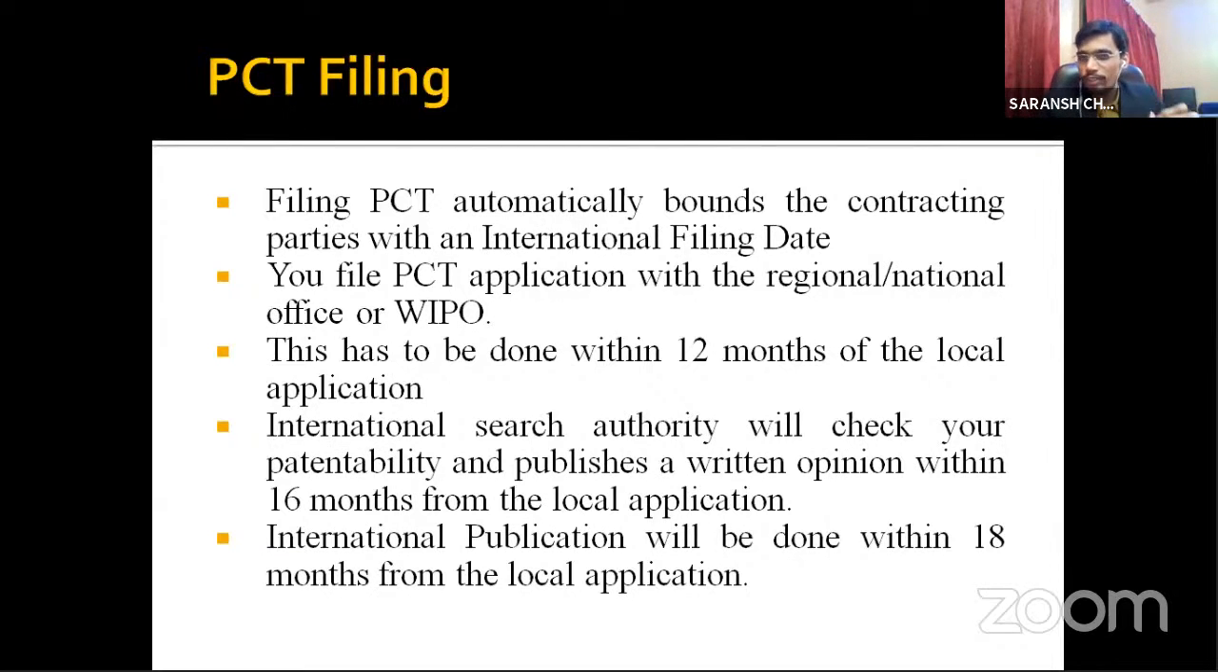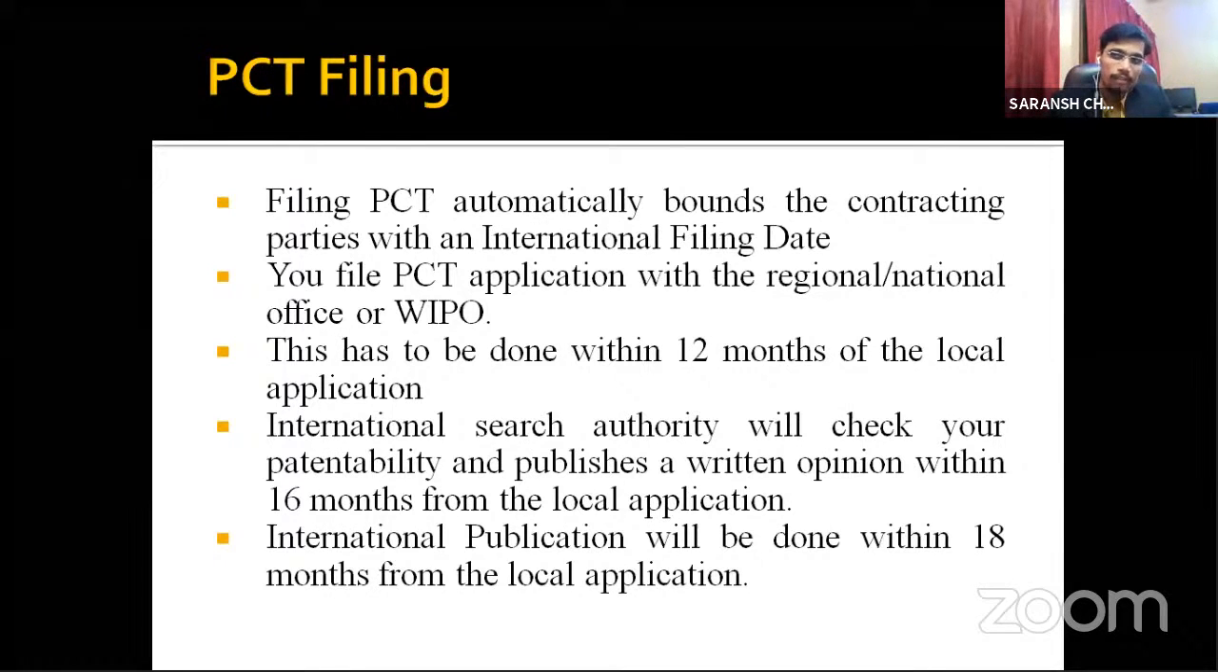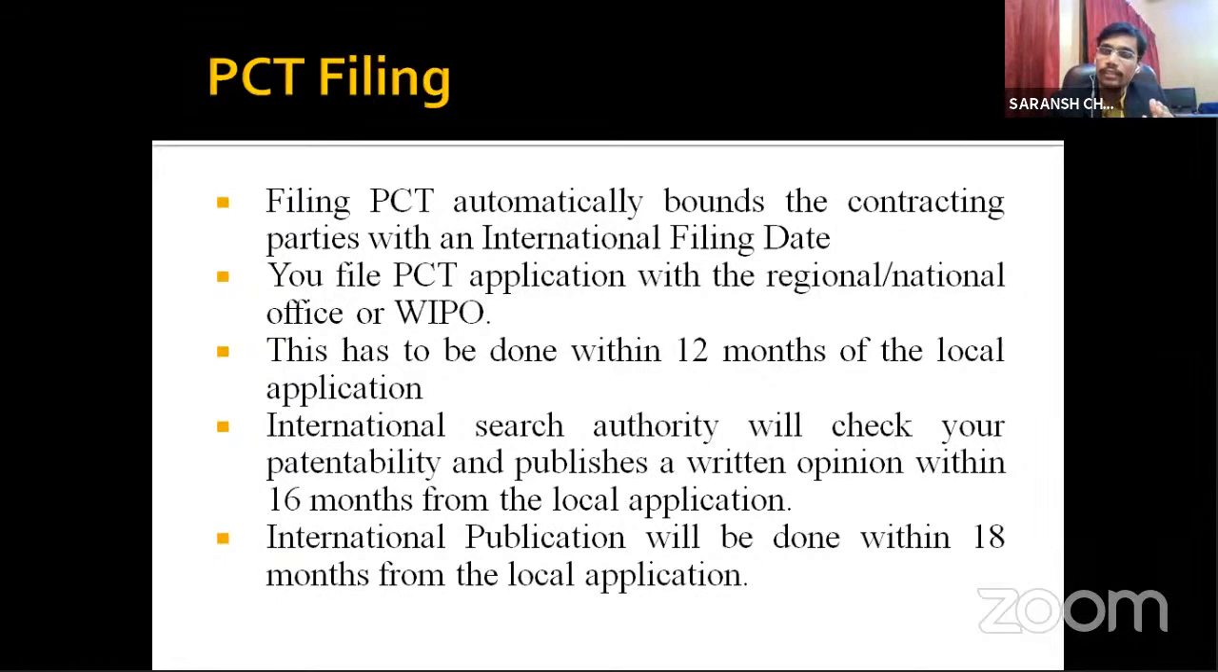There used to be a lot of confusion in all these international filing and priority dates. You are having a date of 1st June 2021, not of 1st January 2021. The 1st January date is your priority date, but your international filing date is 1st June. So when you are filing a PCT application in Delhi, you are claiming your priority.